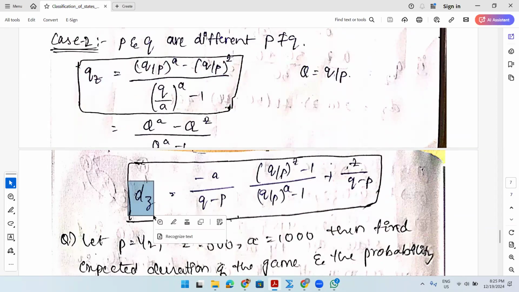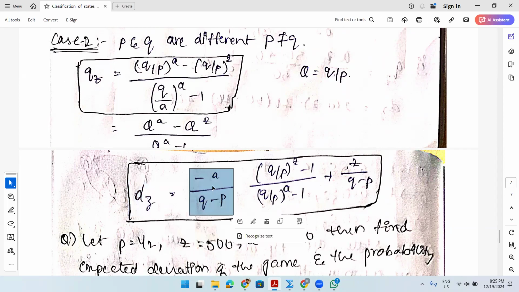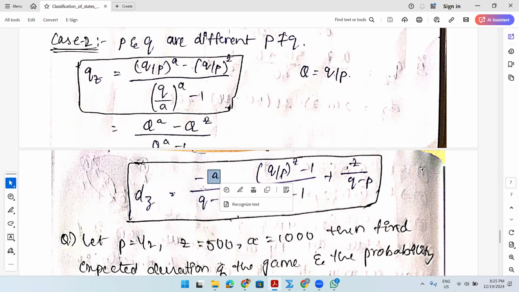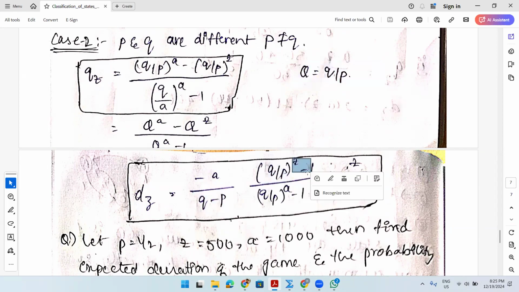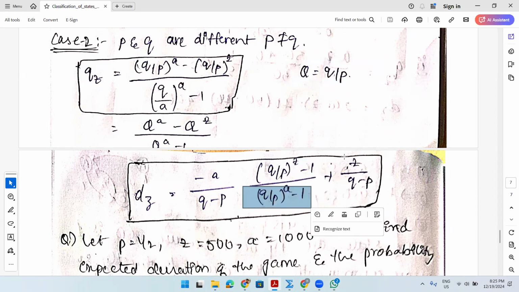DZ, this is a big formula. DZ, you have to remember. DZ, the duration, is minus A by Q minus P, where A is the total units, times capital Q power z minus 1 by capital Q power a minus 1, where capital Q is q by p, plus z by q minus p.